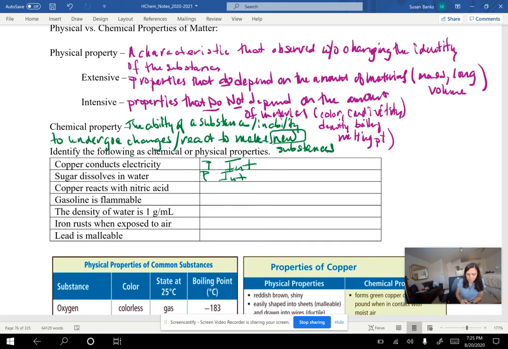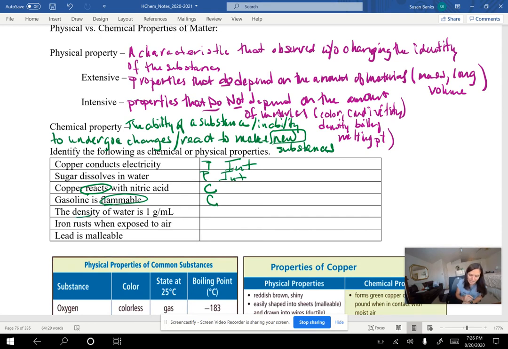Copper reacting with nitric acid. The key word here is react. If I'm reacting, I'm doing something chemically. So this is going to be a chemical property. Gasoline is flammable. Well, we know that burns, right? That's a reaction, isn't it? So this is a chemical property because that gasoline is reacting with the air and creating a fire.